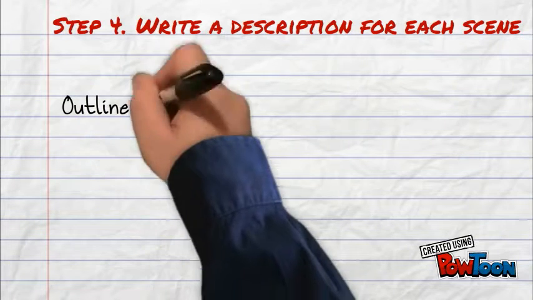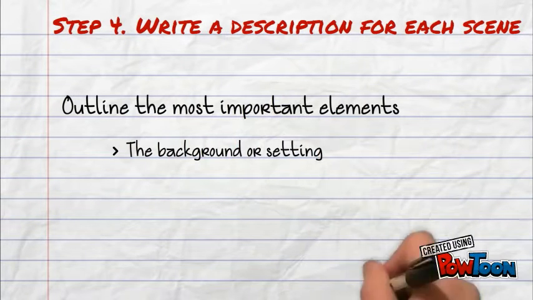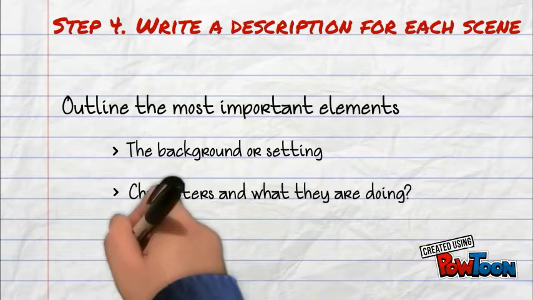Step 4 and the final step is write a description for each scene. Here we're outlining the most important elements of your scene, and some things you might want to include are the setting or the background for the scene, any characters on screen and what they might be doing, and any props that might be required and what they're there for.